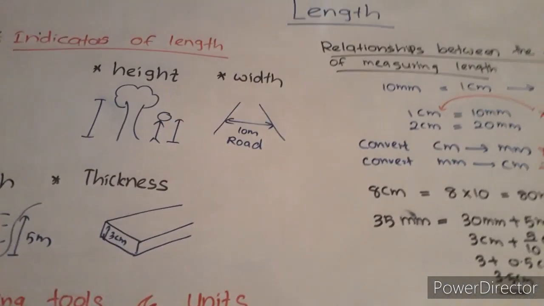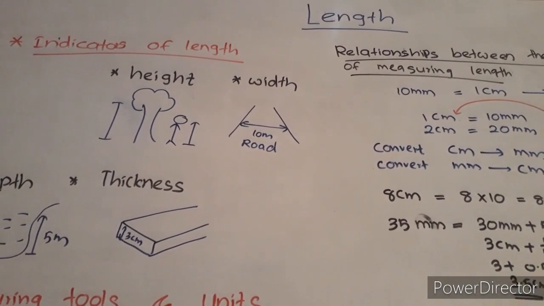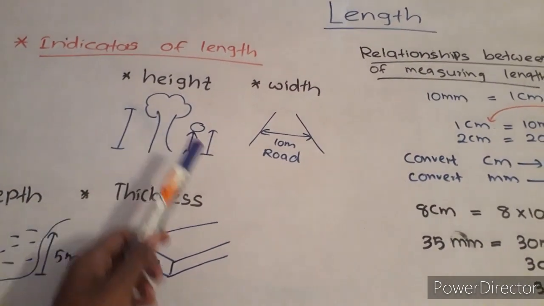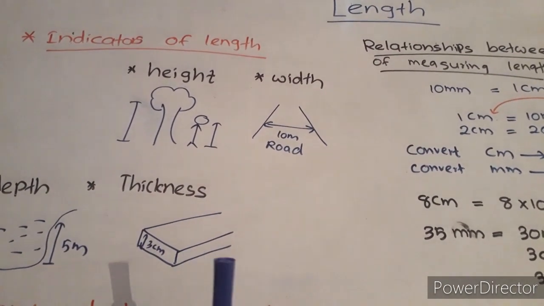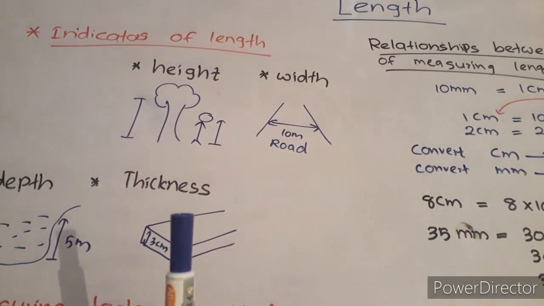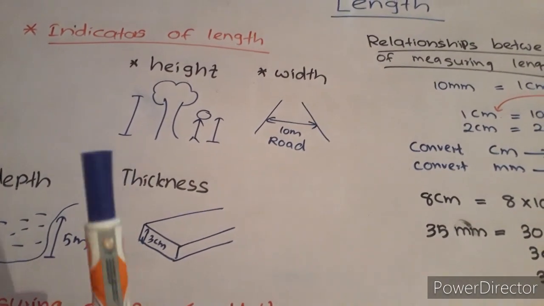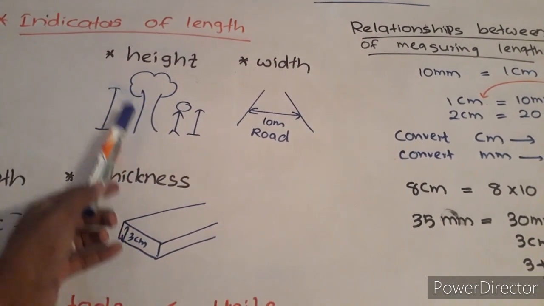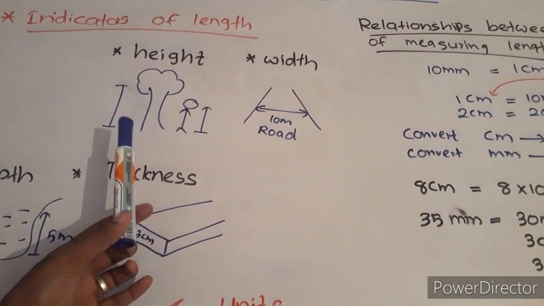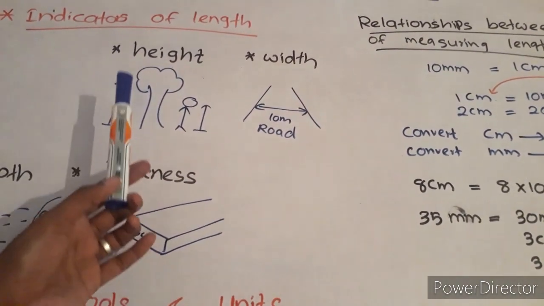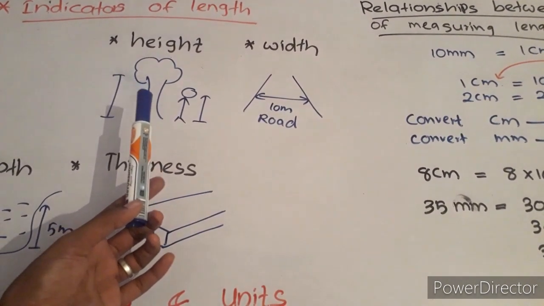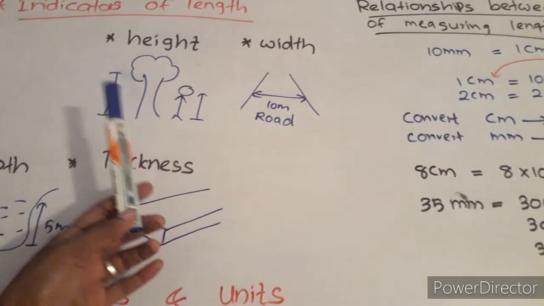We are measuring length in different ways. As examples, you can see these figures. Height. What is height? Height is also length. We measure heights, like a man's height or a tree. A tower, things like that, we measure the height of that. That we call height.